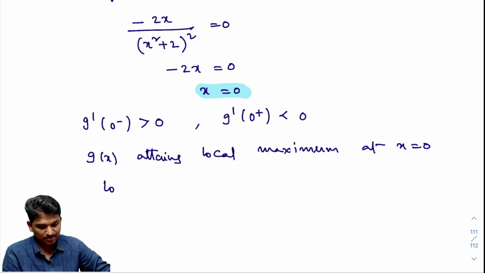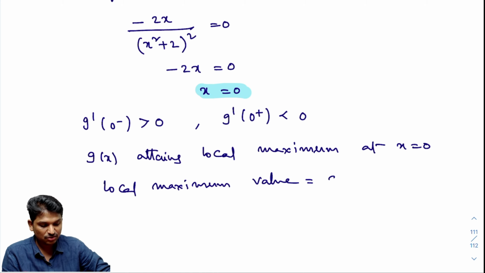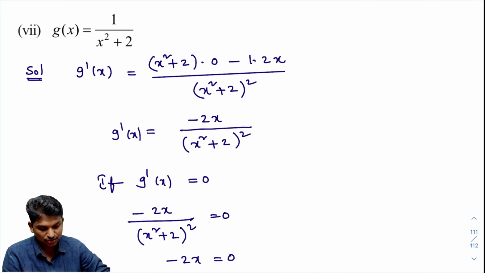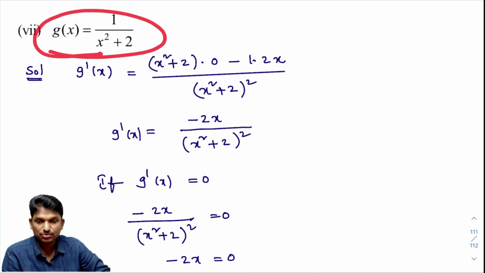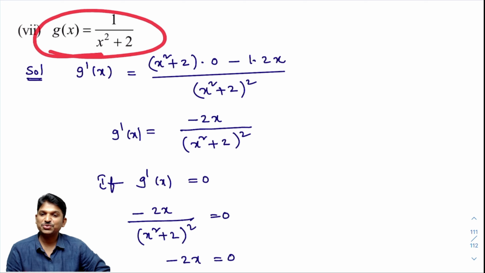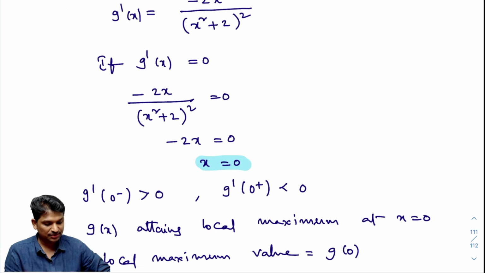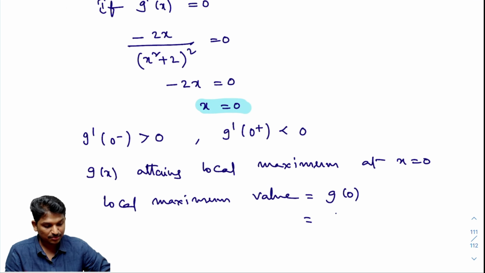And what is that local maximum value? That local maximum value is G of 0. So in place of x you write 0 in this. G of 0 is what? 1 divided by 0 plus 2. That is 1 by 2. So G of 0 is 1 by 2. I hope you are understanding.